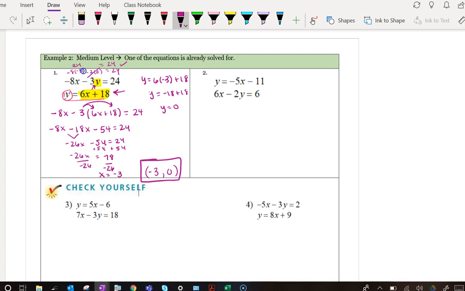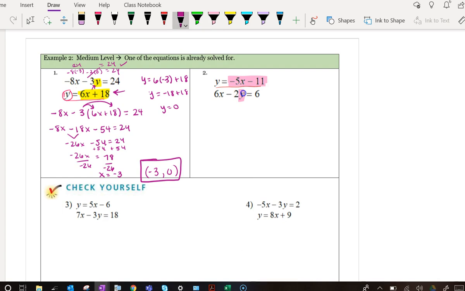Okay, so looking at number 2, same process. One of these equations is already solved for y. See, this one has the variable isolated. So I'm going to say, all right, so I have this piece here, the negative 5x minus 11 is equal to y. So I'm going to replace the y in the other equation. That's why this is called the substitution method.